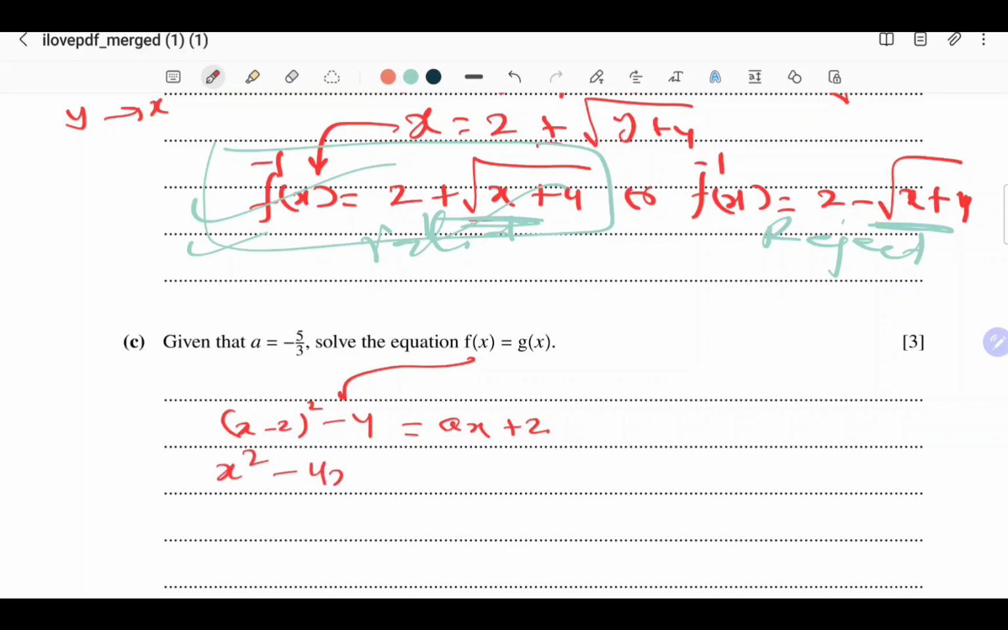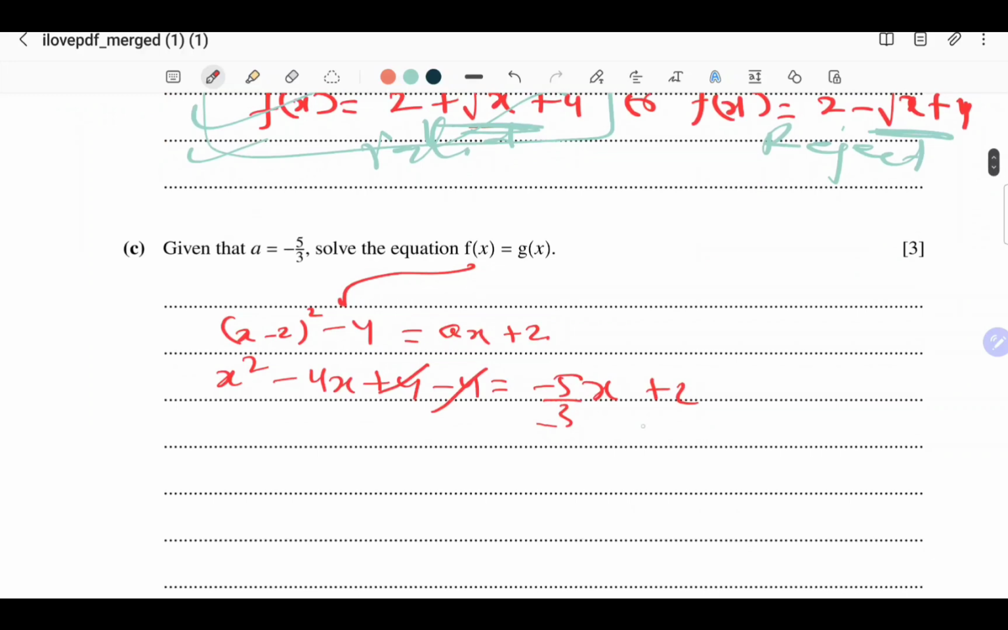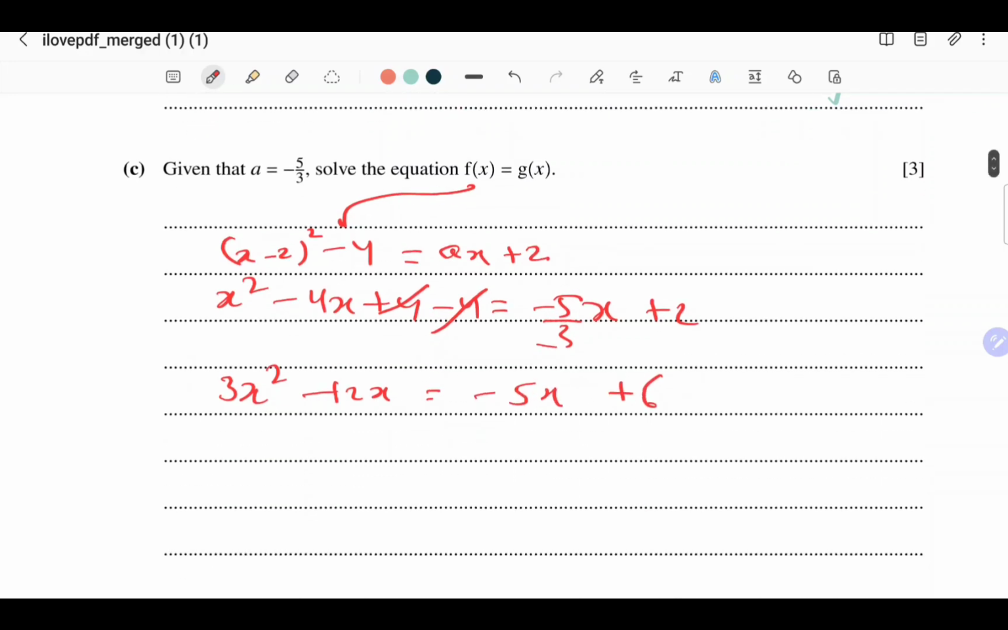x square minus 4x plus 4 minus 4 equals minus 5 by 3 x plus 2. The 4 got cancelled. We can multiply by 3 on both sides. So this is 3x square minus 12x, and the 3 and 3 cancel, so this is minus 5x, and 3 times 2 is 6. We multiplied by 3, so this is 3x square minus 12x equals minus 5x plus 6.